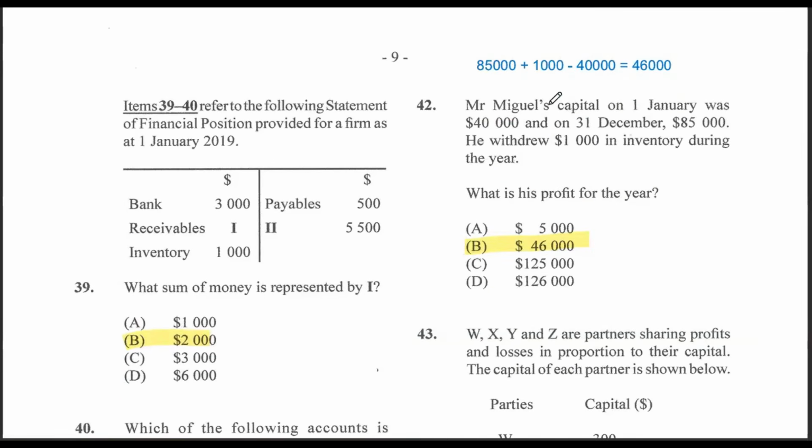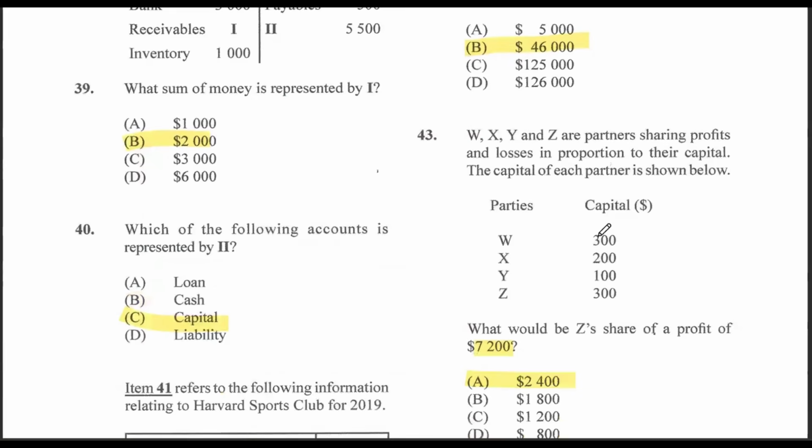Mr. Miguel's capital was 40,000 on January 1st, and on 31st December, 85,000. So you have opening capital, we have closing capital. He withdrew 1,000 in inventory during the year, so we have drawings as well. What is his profit for the year? Now you guys remember the equation. Opening capital, add net profit, less drawings, going to give you closing capital. Once you rearrange that equation, you'll be able to work out the net profit as 46,000. There we go, guys. Check it out. Moving on to question 43.